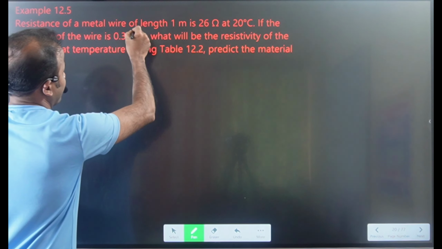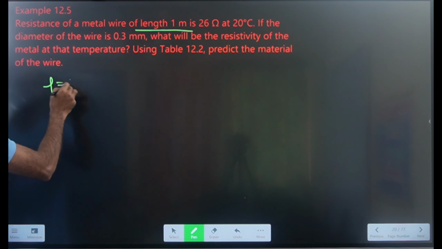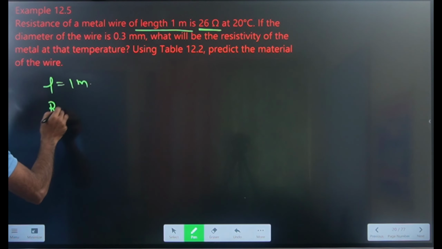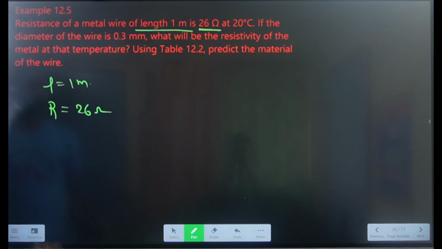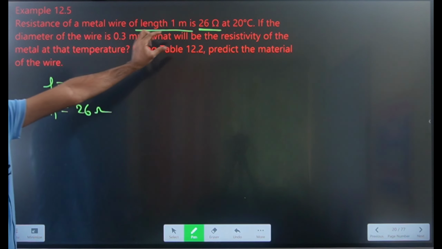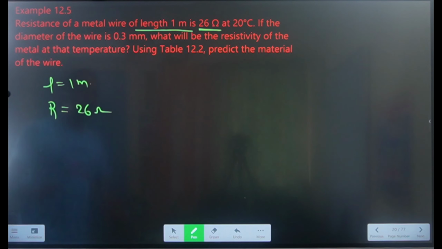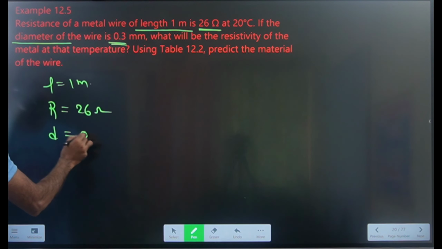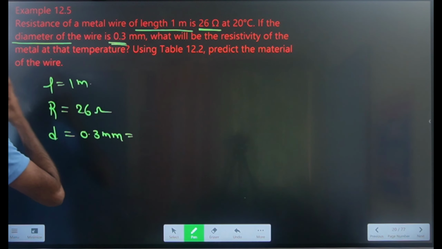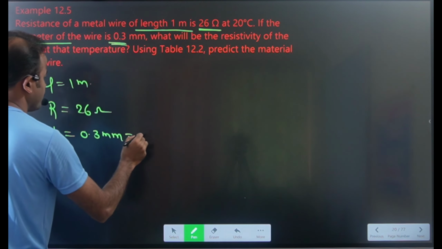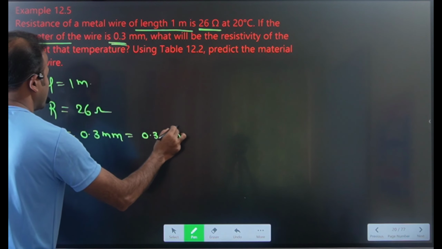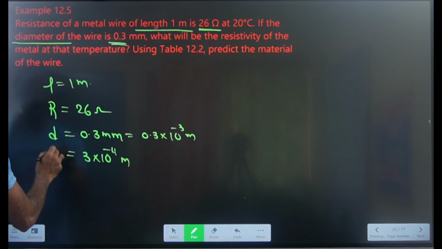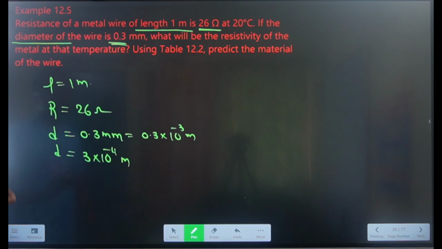Resistance of the metal wire having the length is how much? 1 meter. So length is given here as 1 meter, and the wire has a resistance of 26 ohm. And the diameter of the wire is given as 0.3 mm, which means millimeter. So 1 millimeter equals how many meters? 10 power minus 3 meters. So this we can write as 3 into 10 to the power of minus 4 meter. This is the diameter of the wire.